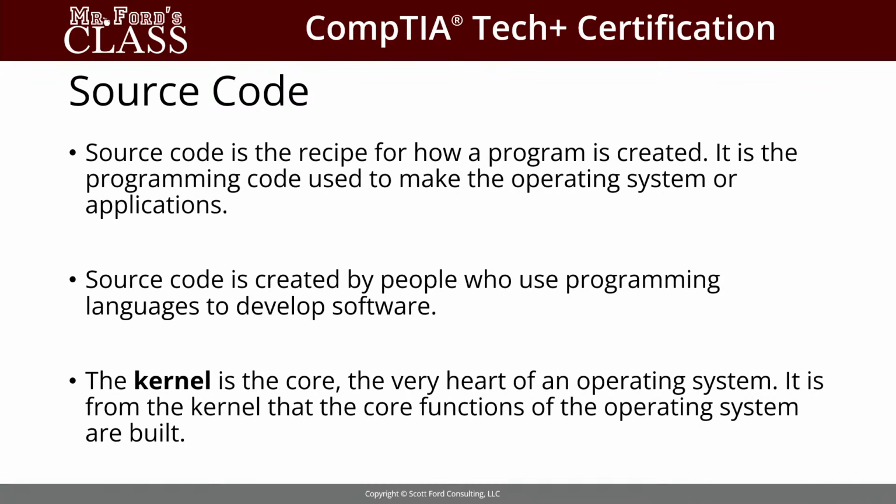Source code is created by people who use programming languages to develop the software, and you have something called a kernel. The kernel is the very heart of the operating system. So again, kind of breaking this down, the source code is kind of the engine under the hood. Okay, you have a car, you have an engine that makes the car go vroom. The engine is the source code. It is what causes the car to move.